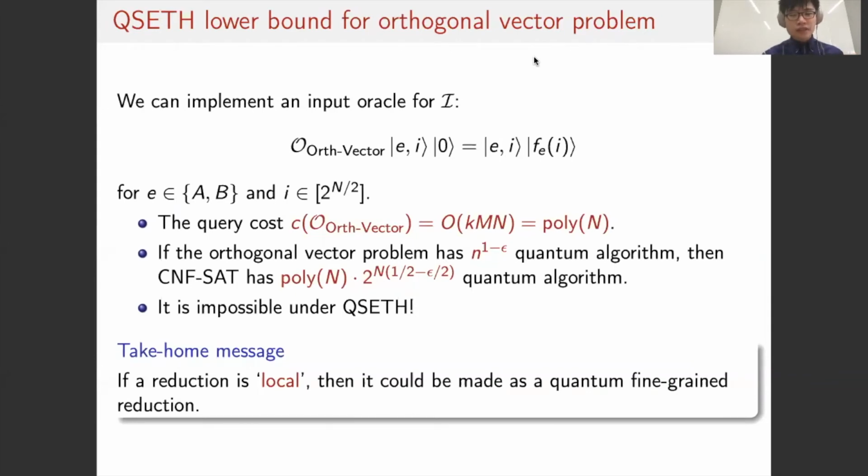And so, if the orthogonal vector problem has an n to the 1 minus epsilon quantum algorithm, then CNF-SAT has a poly(n) times 2 to the N times (1/2 minus epsilon/2) quantum algorithm, which is faster than Grover search and is impossible under QSETH. From this example, the take-home message is that if a reduction is local, that is to say, it has very succinct representations in the input construction step, then it could be made into a quantum fine-grained reduction.